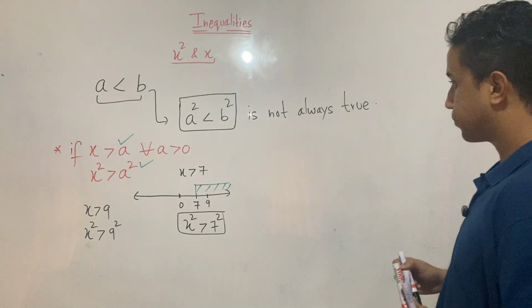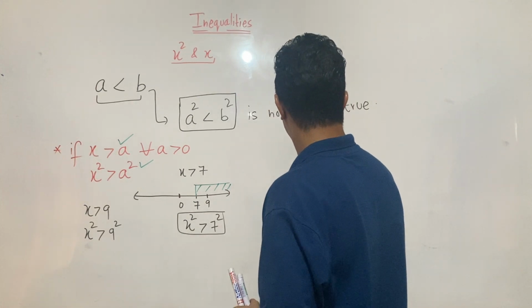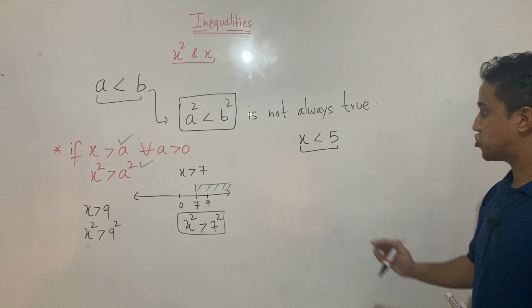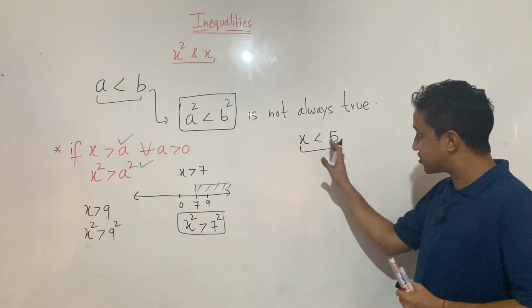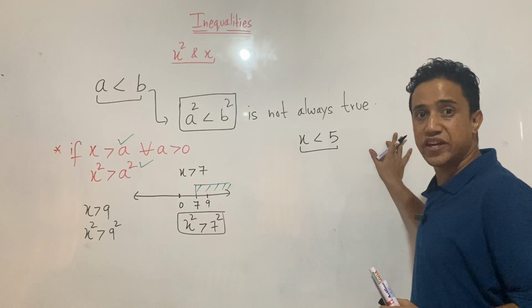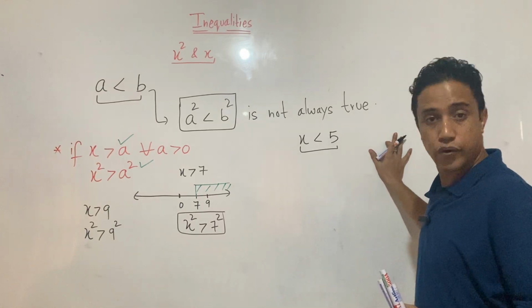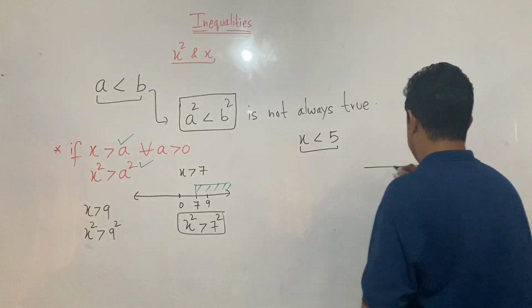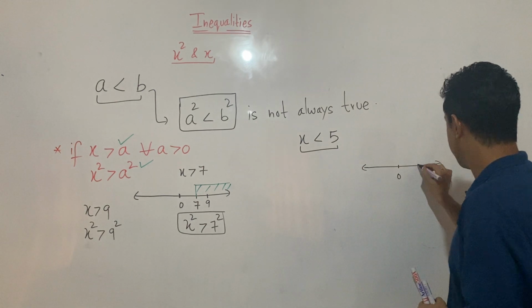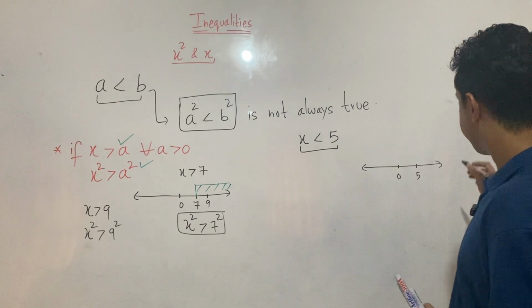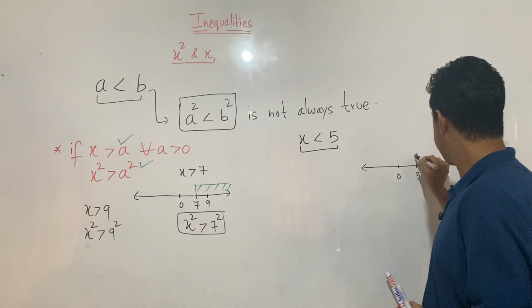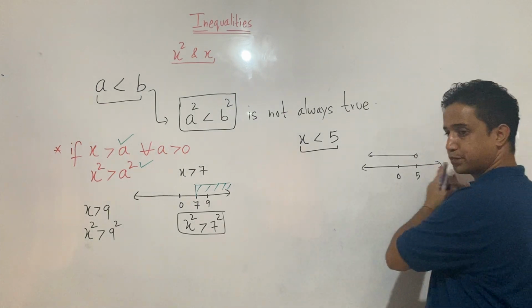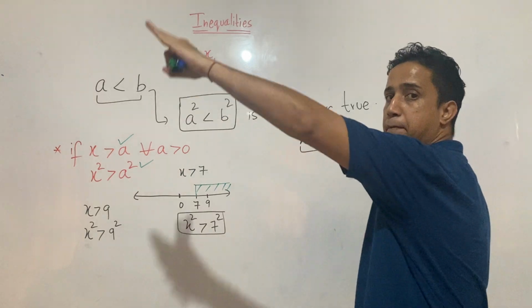Now if I ask you, what do you think about x is less than 5? What's your opinion about if x is less than 5, then how x square is going to behave, or what values x square is going to take? So now see here, if this is the case, then here I have 0, here 5. Now x is less than 5 means that 5 is not included, and they are talking about this side, right? So x can take any value less than 5, up to minus infinity.